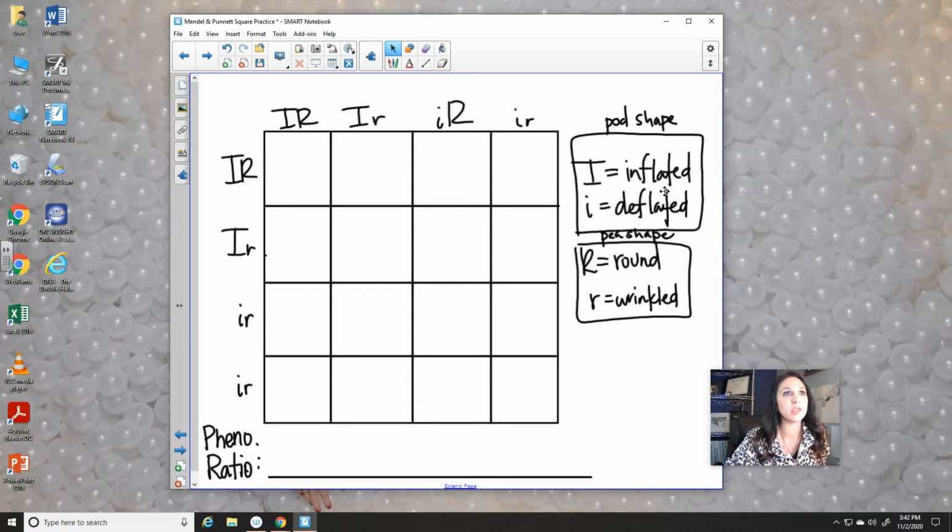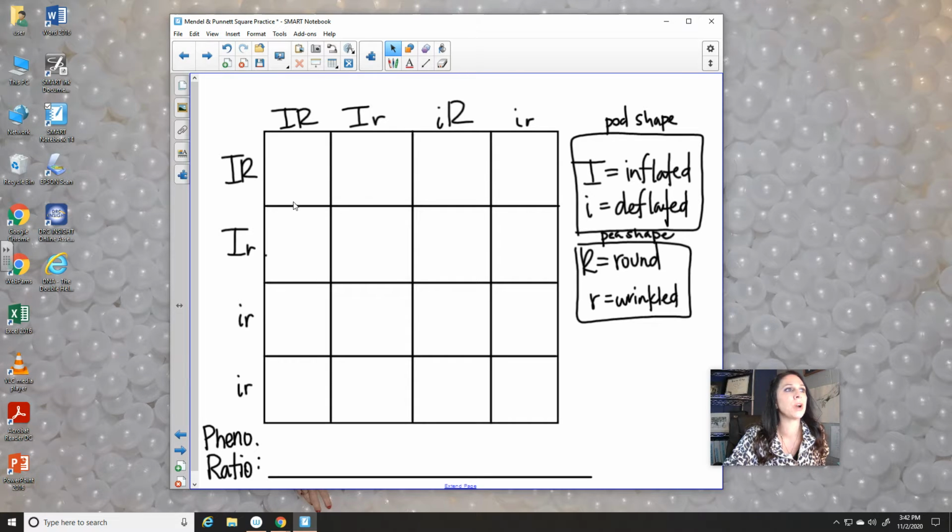So the first trait is pod shape. Well, there's two allele options, dominant and recessive. There's pod shape, where there's a dominant round and a recessive wrinkled. So we're going to look at both of these at the same time.